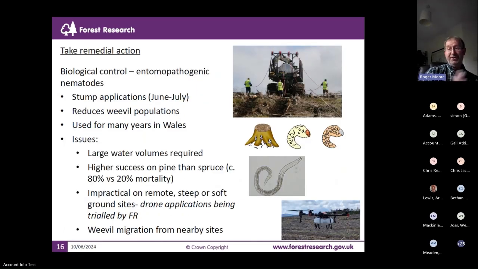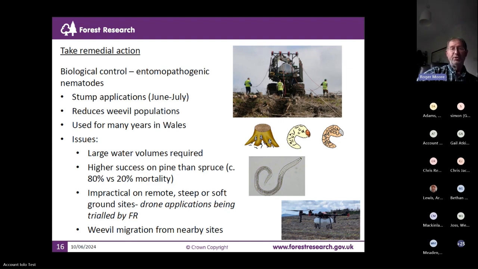Well, in terms of remedial action, you really need to control the population. Wales has been very good at using remedial action for a number of years now. So things like biological control using entomopathogenic nematodes, carrying out stump applications of nematode solutions during June, July. The weevil population is then reduced because the nematodes infect the larvae. As you can see there, there's a stump and two larvae there. The nematodes go in through the mouthparts and the spiracles of the larvae into the body cavity. The nematodes release a pellet of bacteria, which causes septicemia in the immature insect and kills it before they emerge. So there's been a good level of success in Wales using that, but it's not used widely anywhere else.